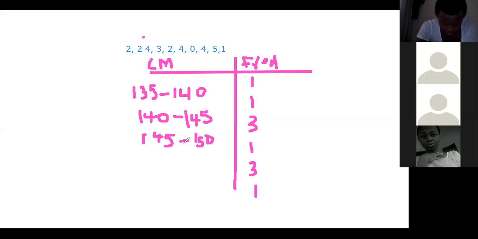After getting our frequencies, they ask what the class width is. Because there's a class width, we would have to find the class boundary. The class boundary of this one will become 134.5 to 140.5. That is how it's going to be. Then we do our class boundary, and from there we can be able to get our class size.